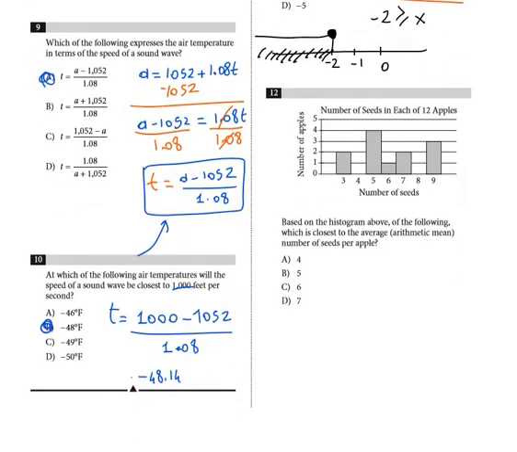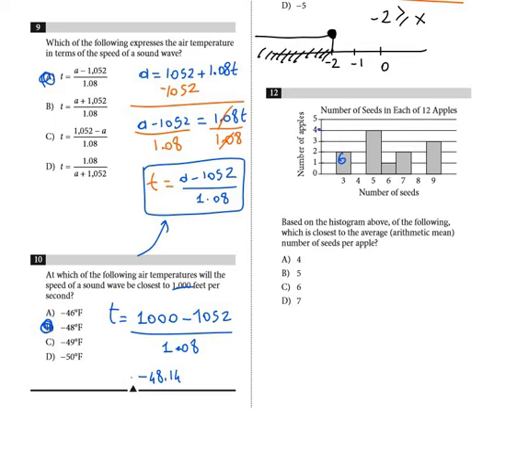Question number 12. Based on the histogram above, which of the following is closest to the average, which is the arithmetic mean, number of seeds per apple? Again, you need to know how to read the histogram. You were given a histogram of 12 apples. First, we're going to find the arithmetic mean, or the average. So two apples have 3 seeds. So 2 times 3 is 6. So we have 6 seeds here.